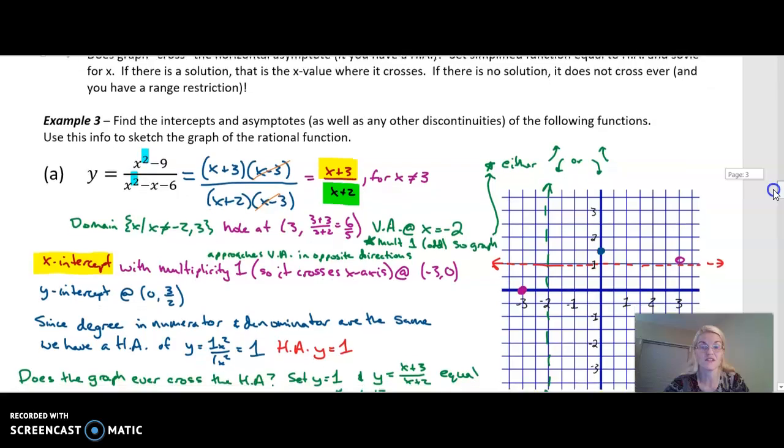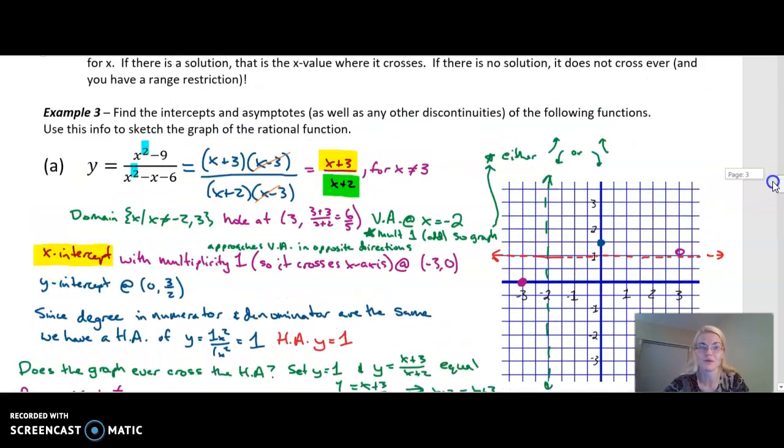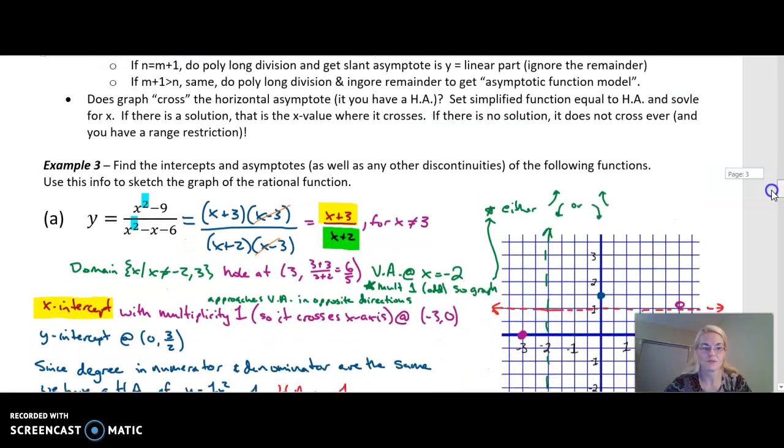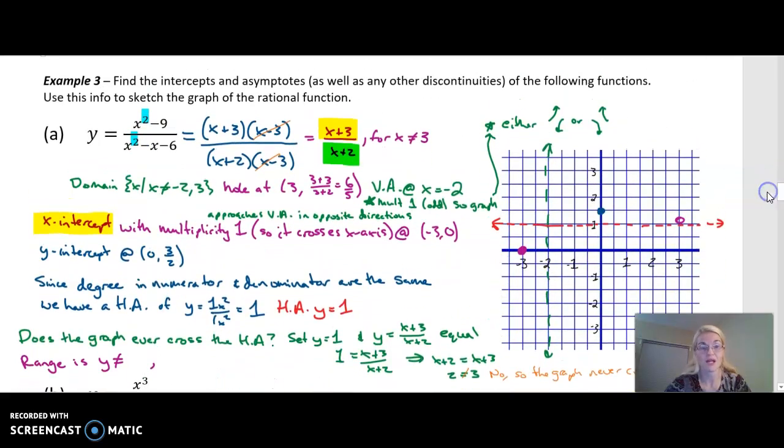All right, so in all of these examples, I haven't finished graphing it, but I've gone through this process because this is all something I expect you could do if you were to just read through these steps and kind of follow this step-by-step procedure. So looking at our first example here, in example 3, looking at part A. Y equals x squared minus 9 divided by x squared minus x minus 6. So what was step 1? Find the domain. How do we find the domain?